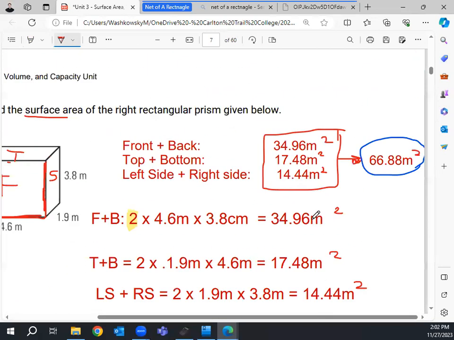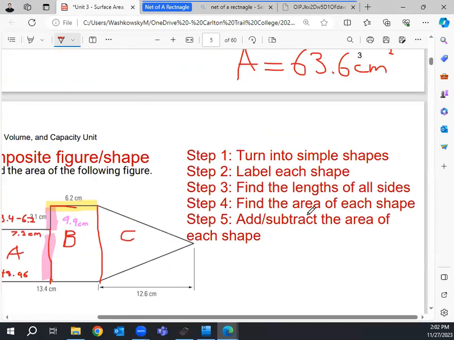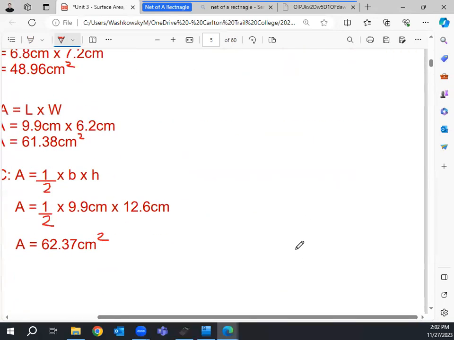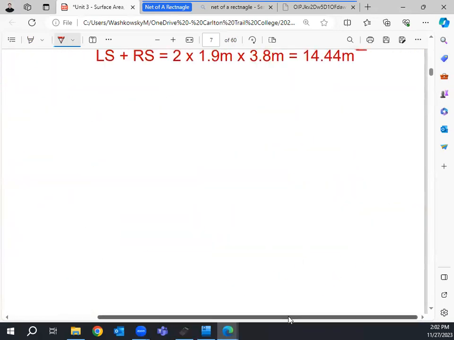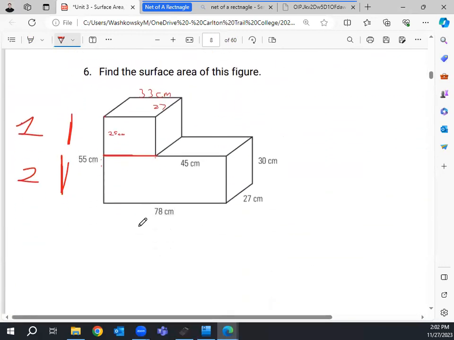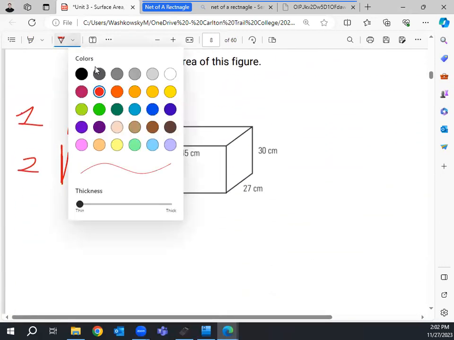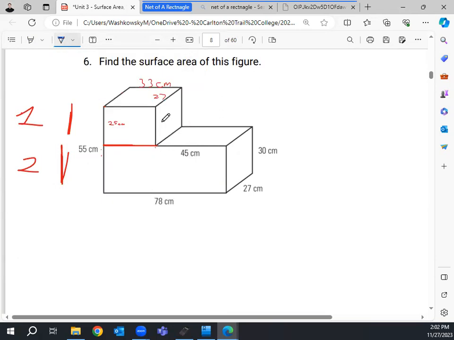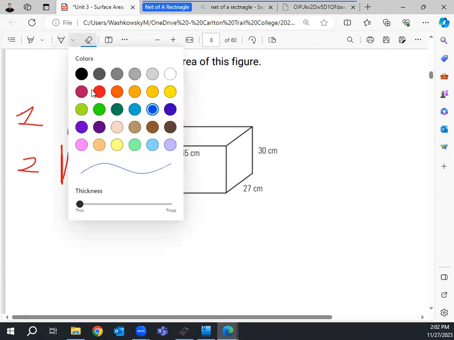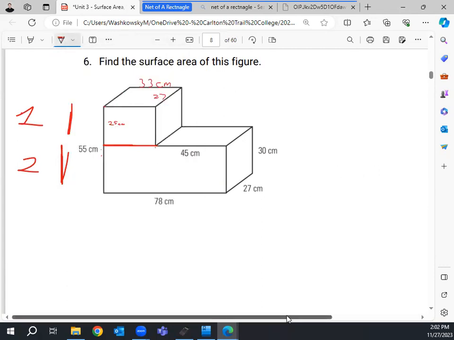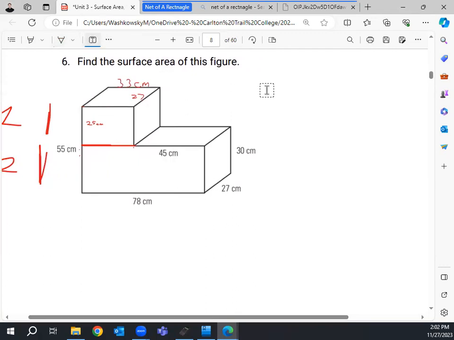Now all I need to do, just like before with our other figure, is find the area of each shape. I've split this one up into a top and a bottom part. Like I said, if you wanted, you could split it up into something like this as well. It's not the only way of doing it. So now I'm going to figure out shape one.